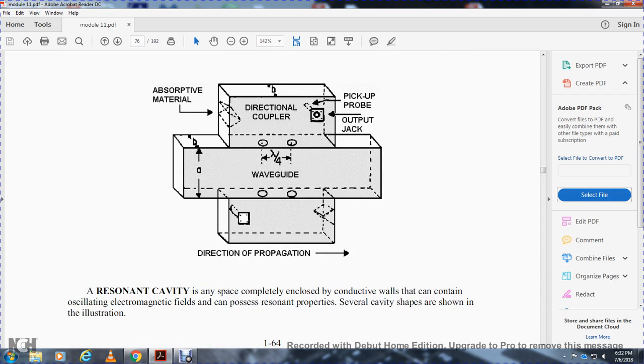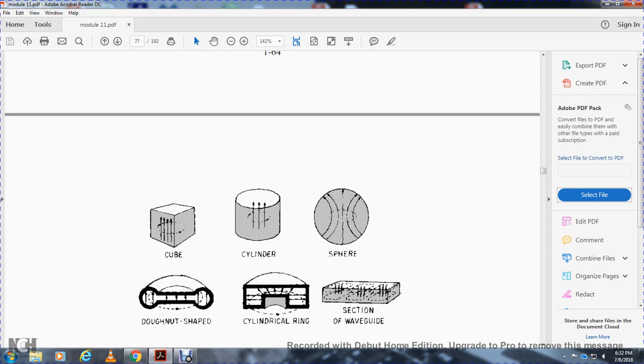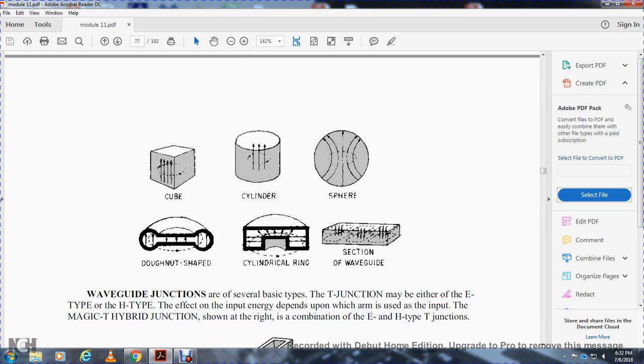The resonant cavity is a space completely enclosed by conductive walls that contains an oscillating electromagnetic field that can possess resonant properties. Several cavity shapes are shown in the illustration: donut shape, cylinder, cube, and sheared donut shape. This is a cylindrical wall section of waveguide.